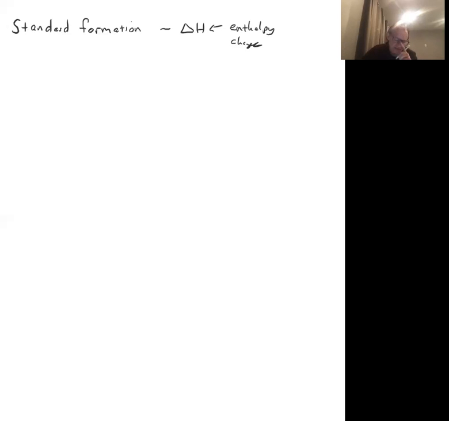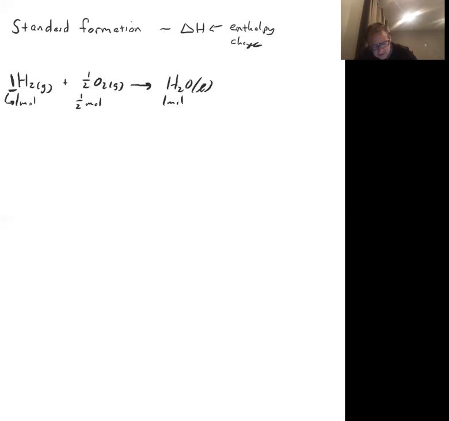Here's what happens. If I react, let's say, 1 mole of gaseous hydrogen, so this is 1 mole, right? The coefficient, we'll use that as the number of moles. So if it says a 1, that means 1 mole. And a half of a mole of gaseous oxygen to form 1 mole of water. It turns out if you do this experiment, what you get is delta H is minus 286 kilojoules per mole.